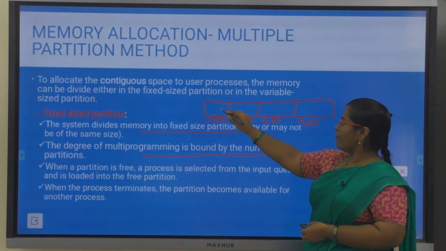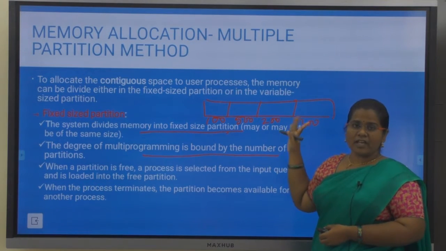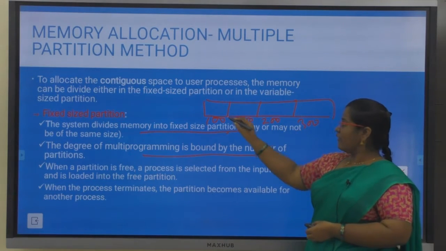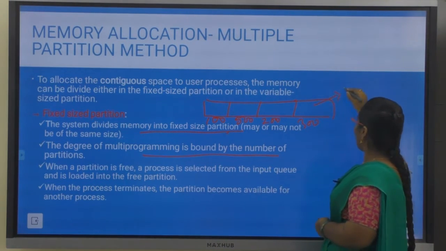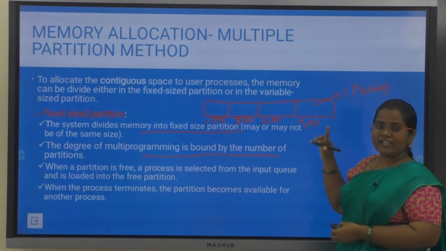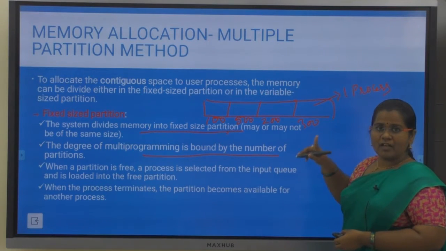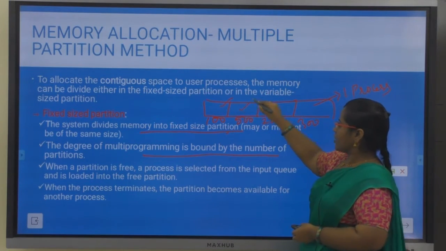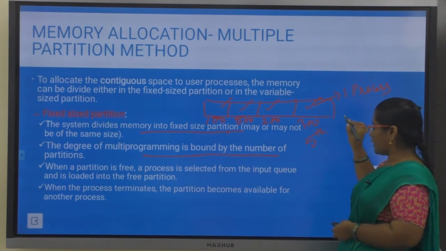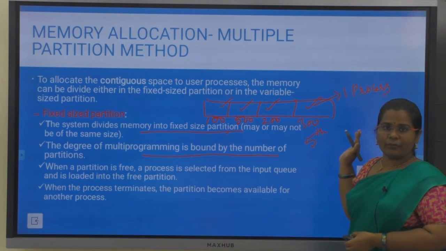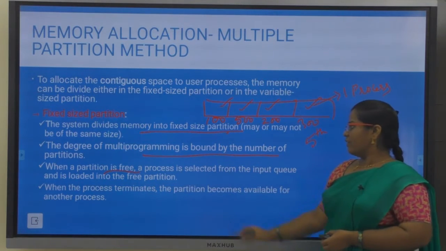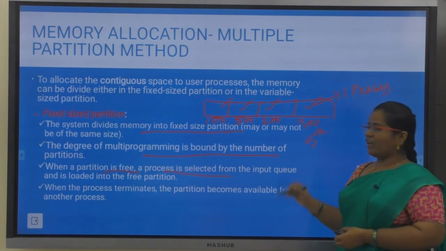Okay, so the number of partitions I have here is 4. So I can say that my degree of multi-programming is 4, since for each and every partition I can store only one process. If all the 4 partitions are filled by 4 processes, then the 5th process that wants to execute should be in waiting state. Then whenever a partition is free, one process will be selected from the input queue.